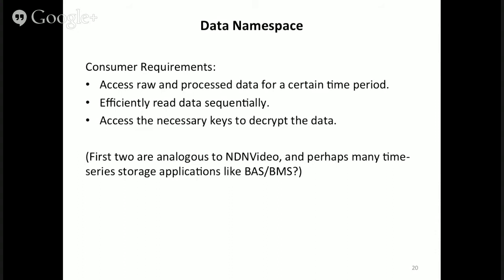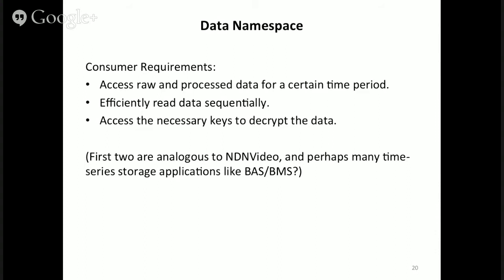It's fairly straightforward. They need to access raw and processed data for certain time periods. That may mean being able to access data covering the same time period from different parts of the namespace. Straightforward, but a requirement. They need to efficiently read sequences of data, and of course access the necessary keys to decrypt the data, among many other things that need to be in the data namespace.